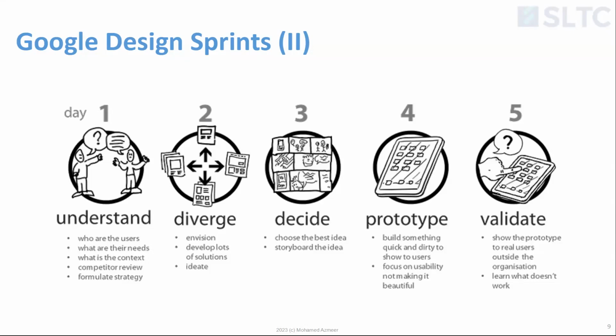And then formulate the strategies. Whatever strategy is more suitable, you come up with that. Diverge. Under that, envision, develop lots of solutions, and ideate. So you come up with all kinds of ideas. No idea is treated as bad or crazy. You look at every possibility, right? And then decide, choose the best idea.